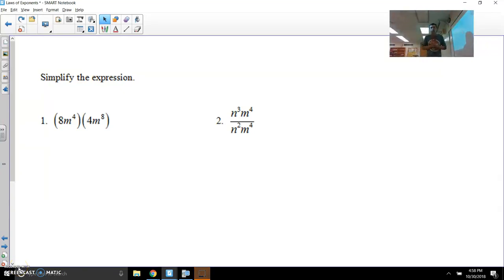What's up, Algebra 1? Today we introduced the idea of power rules from middle school. I just wanted to review those with you today. So we talked about several of them.